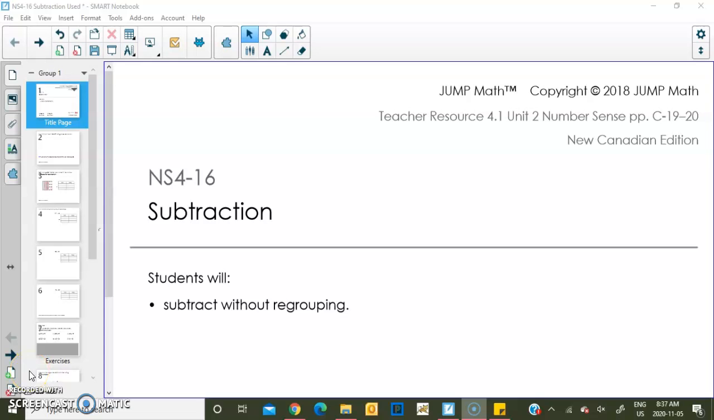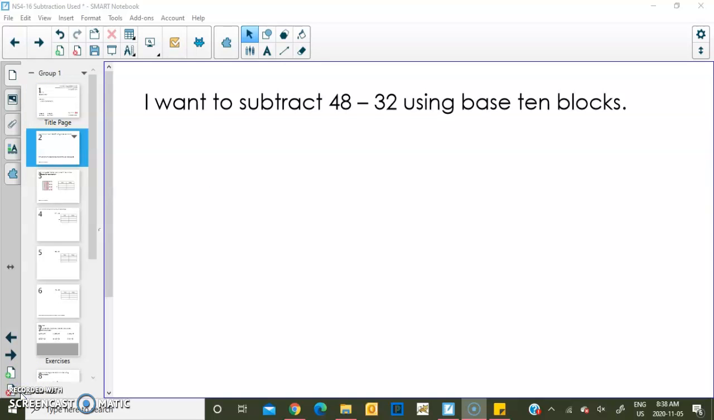To subtract, okay? So I want you to take out a piece of paper and a pencil or a whiteboard if you have one at home. And when you hear Miss Hollinger say the word pause the screen, I want you to pause the screen and finish the questions on the screen, okay? And then come back and check your answers. Let's get started. Okay, so for this one, I want to subtract 48 minus 32 using base 10 blocks.